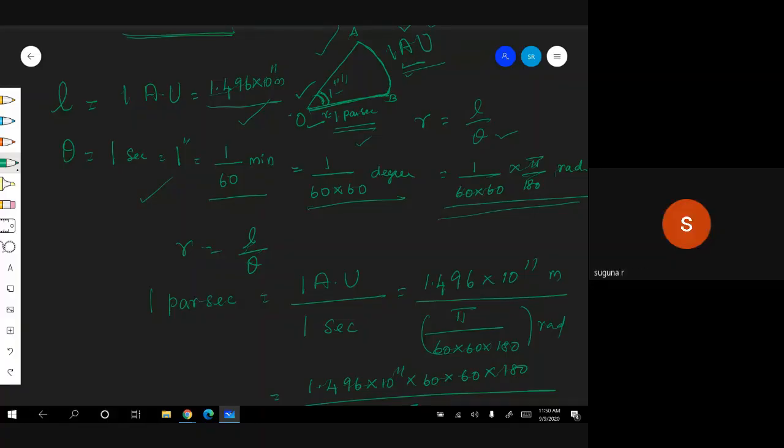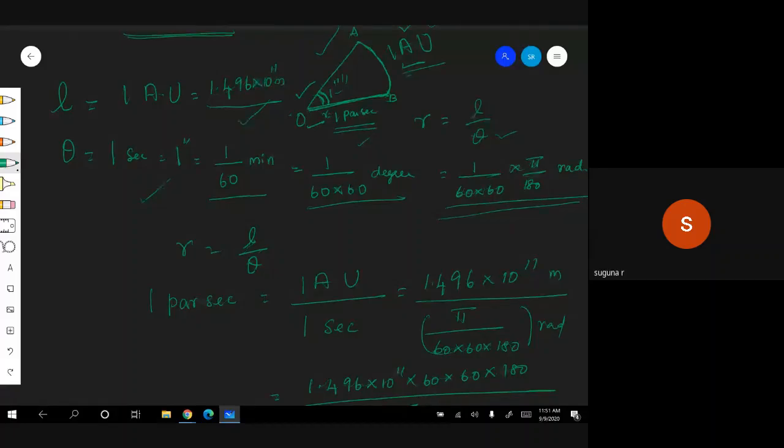Ma'am, I was unable to hear you. Can you repeat once again? See, that is why I'm telling you, everything should be converted into SI units. That is very, very important. Here, 1 parsec is nothing but the radius of the circle where 1 astronomical unit subtends an angle of 1 second. But you cannot just substitute 1 astronomical unit like that; you have to convert it into meters. Like that, the angle is in seconds; you have to convert it into radians.